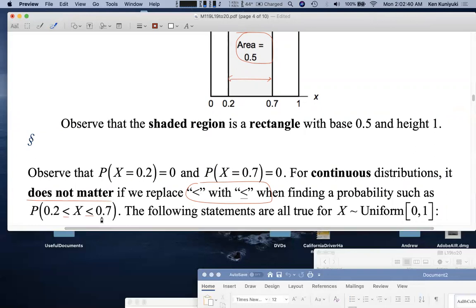It does matter that this number, the 0.7, is bigger than this number over here, the 0.2. If these were flip-flopped, or if you were to reverse the symbols, then the answer would be 0.